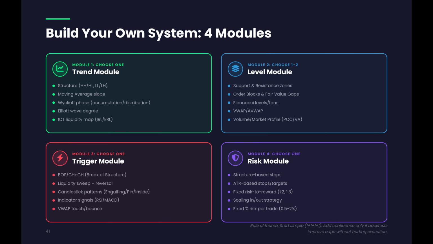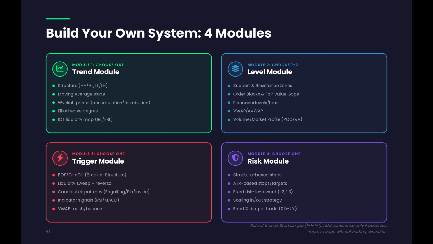Moving average slope. Is the 200 or 50 period MA angled upward or downward? Wyckoff phase identification. Are we in accumulation, markup, distribution, or markdown? Elliott wave degree. Which wave are we in within the broader cycle? Or ICT liquidity mapping. What's the current flow from internal to external range liquidity, or vice versa?